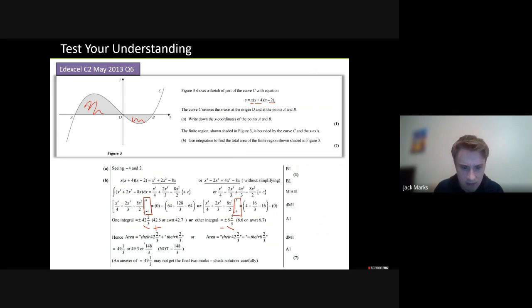Finally, then we need to add them together. So we want to get an answer of 49.3 or 148/3. It's important here to see that it is not negative because your area needs to be positive.